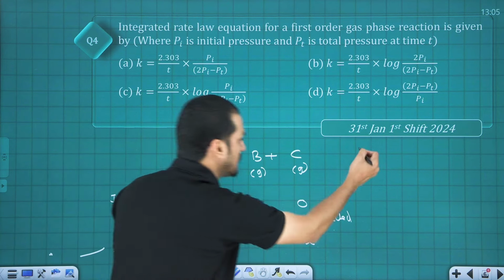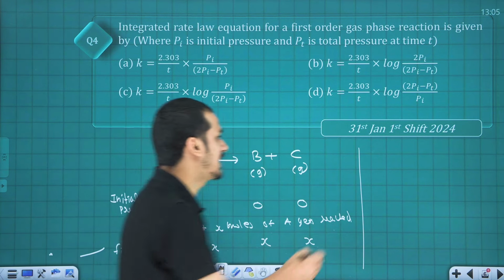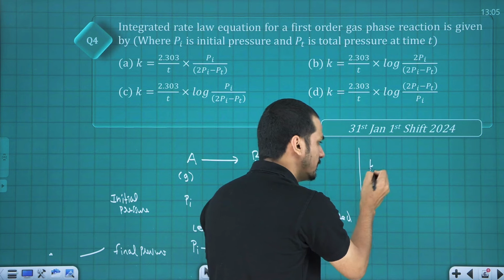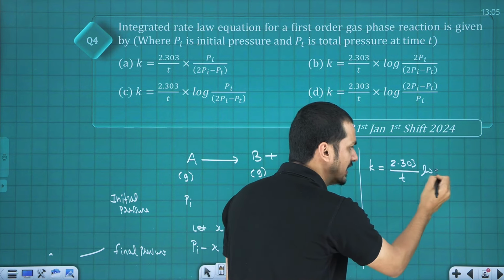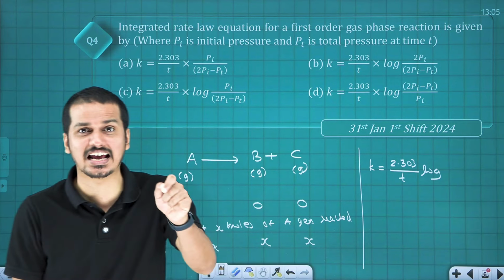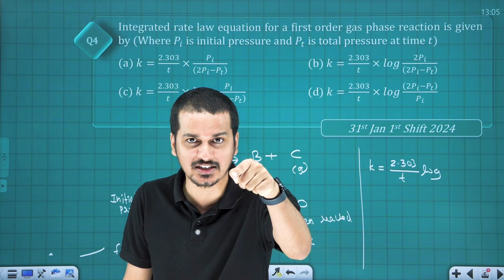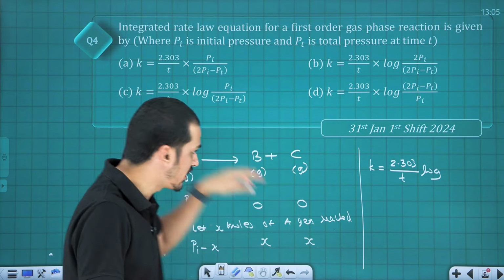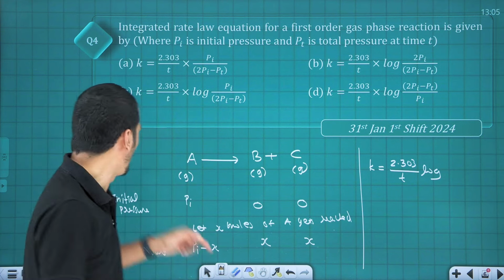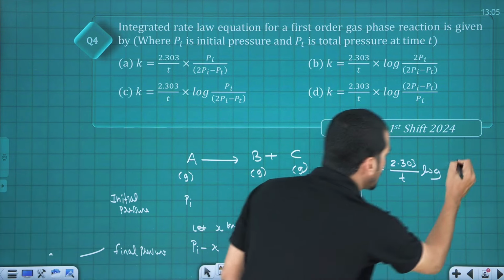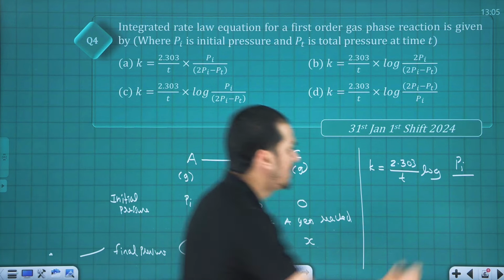Clear? So from that, I can write the integrated rate law equation. K equal to 2.303 by T logarithm of initial concentration divided by final concentration. But for a gaseous reaction, it is the initial pressure of the reactant divided by the final pressure of the reactant. The initial pressure is Pi. What's the final pressure? Final pressure is Pi minus X.